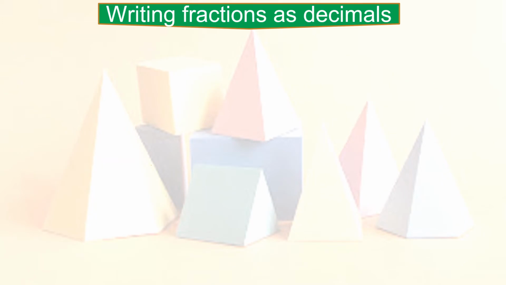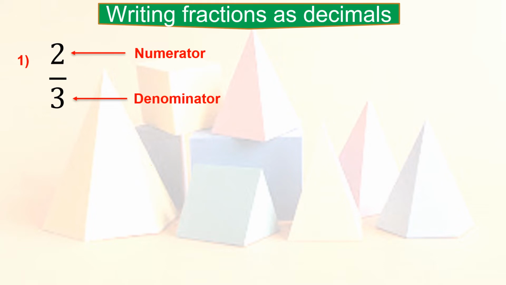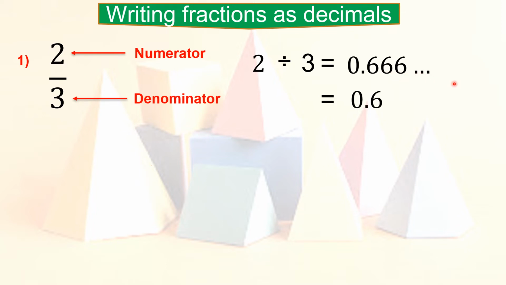Now let us write fractions as decimals. Our first example will be 2 over 3, with 2 as the numerator and 3 as the denominator. From here, we divide 2 divided by 3, and the result is 0.666..., meaning 6 is being repeated continuously. So instead of writing 0.666..., we will simply write 0.6 with a dot at the top of 6, meaning 6 is repeated continuously. So 2 over 3 is equal to 0.6 with a dot at the top of 6.